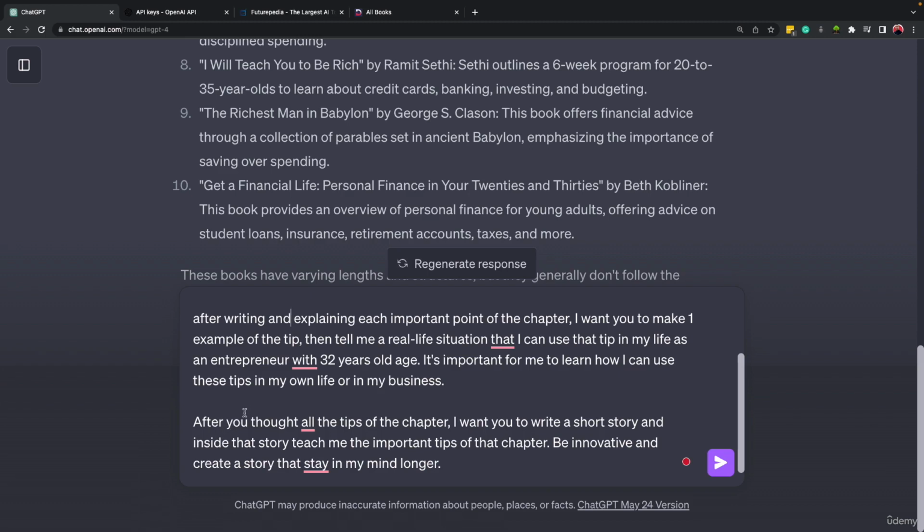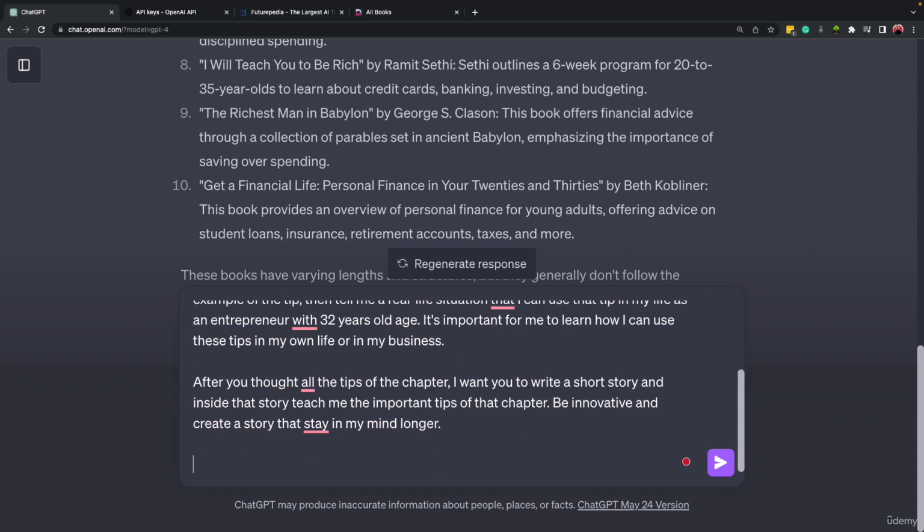Then I mentioned that after you have taught all those tips of the chapter, I want you to write a short story. And inside that story, I want you to teach me those important tips of that chapter. Be innovative and create a story that stays in my mind longer. This is really, really helpful. Now, after that, I can go deeper into this and ask ChatGPT to create even multiple choice questions.